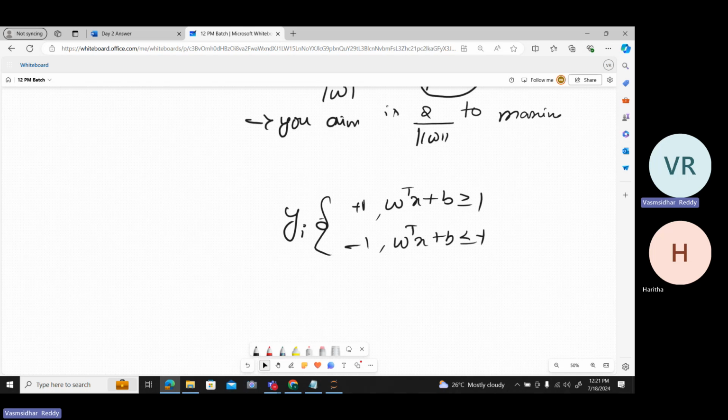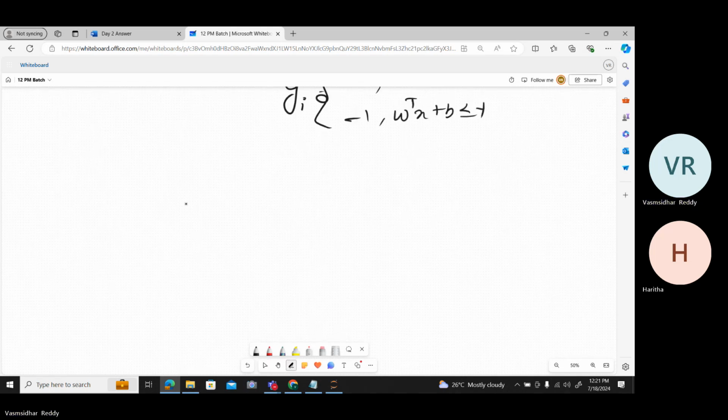Okay. So the main aim is we need to maximize this, right? 2 divided by mod of W. We can also write it in another form. The maximum value of 2 divided by mod of W is also represented by the minimum value of mod of W divided by 2. Here we are simply reversing the 2 and mod W. Both are equal.